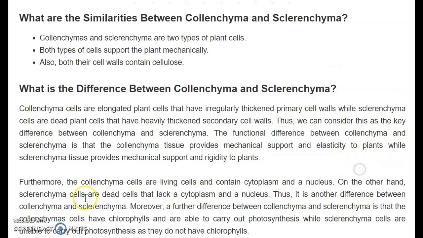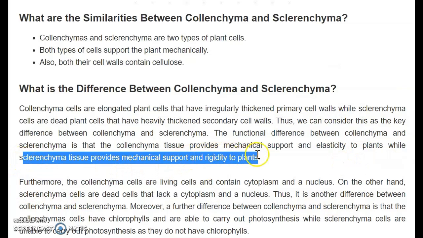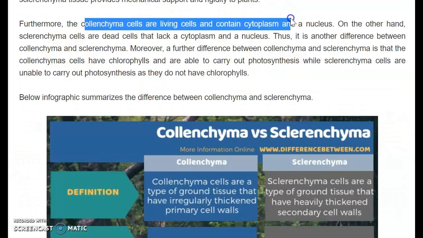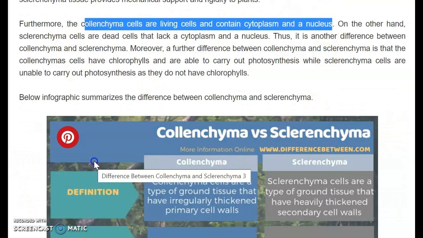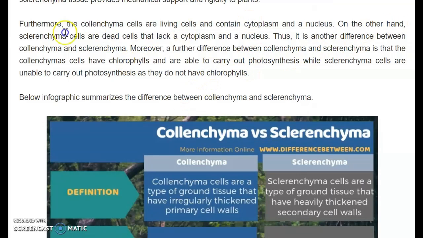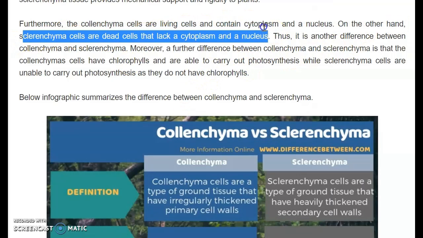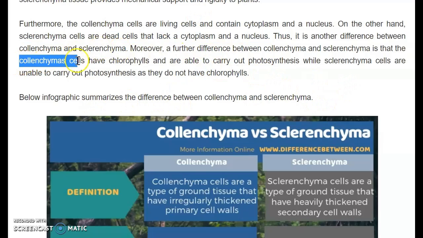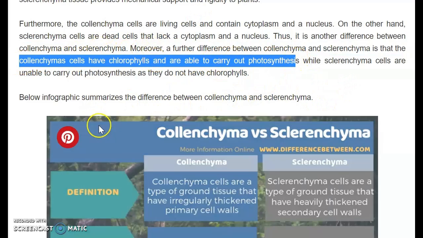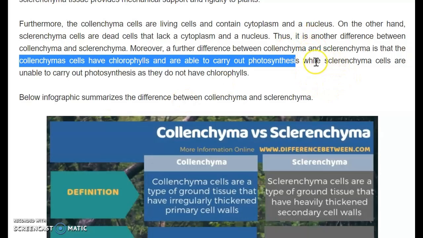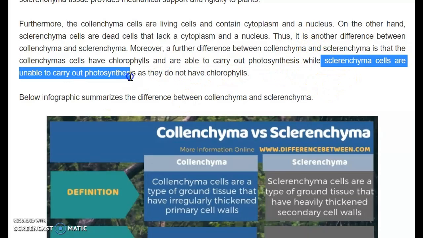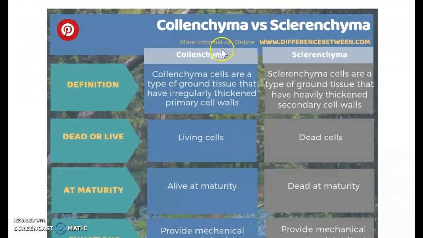Okay, but sclerenchyma provides that mechanical support and rigidity that plants need so that they're not just blown over by any strong wind. Both give support, but because of the primary cell walls being thickened and collenchyma being a living cell, it gives support and elasticity. But sclerenchyma, because it's a dead cell with thickened secondary cell walls, it then gives the mechanical support and rigidity that plants need. So because of this secondary thickening, sclerenchyma cells are dead cells and they don't have any chloroplasts.